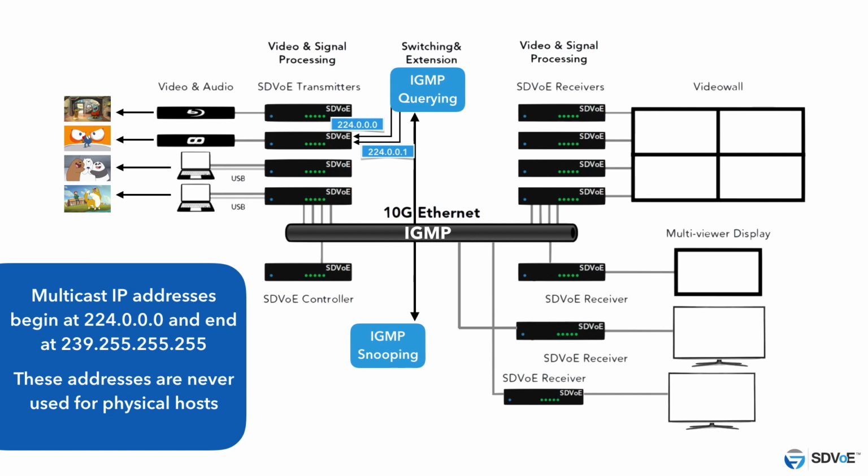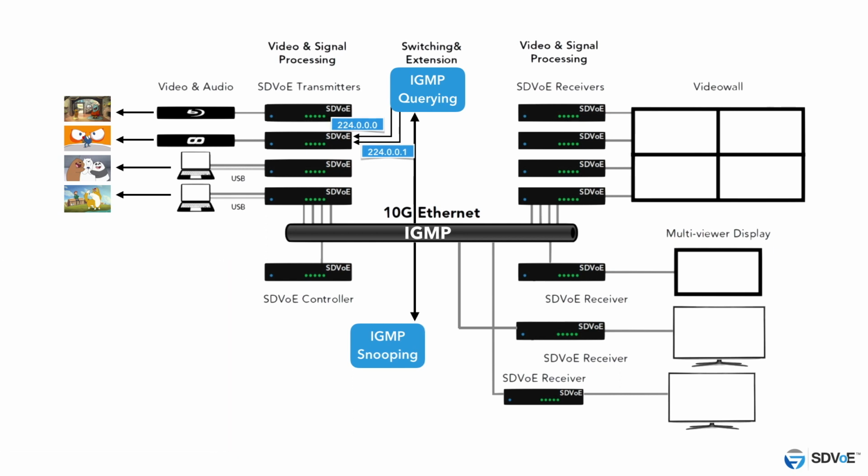So, now we have multiple independent streams, each with their own multicast IP addresses, ready to be sent if they are called upon. Remember, these streams are not actually being sent across the network yet. Now let's turn our attention to the receivers. The SDVoE controller will tell a receiver to connect to one or more of the streams available from a transmitter. To make this happen, IGMP snooping is used.